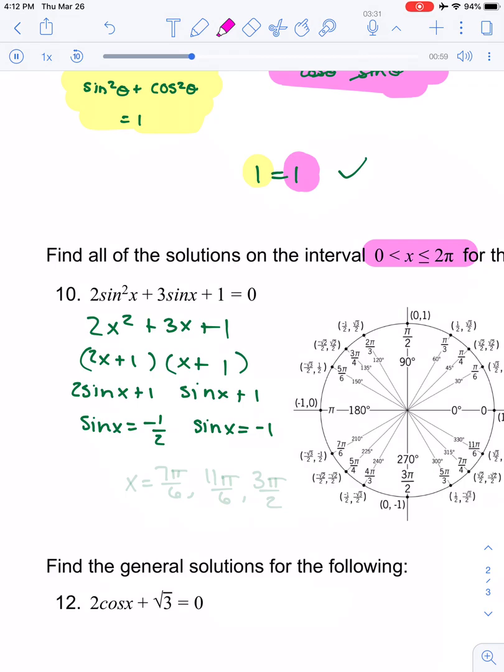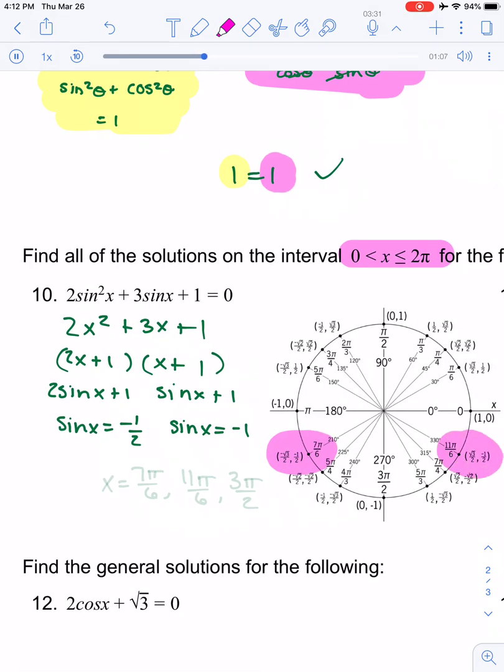Sine of x is my y value, so I get my first spot on my unit circle is 7 pi over 6, and then the second spot is 11 pi over 6. When sine of x is equal to a negative 1, that is at 3 pi over 2. So all of my answers are 7 pi over 6, 11 pi over 6, and then 3 pi over 2, and you would want to make sure that you write all of those.